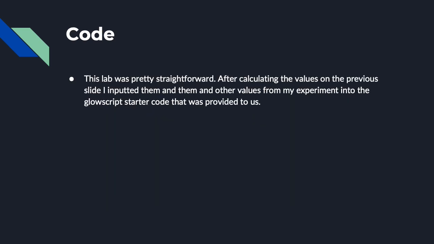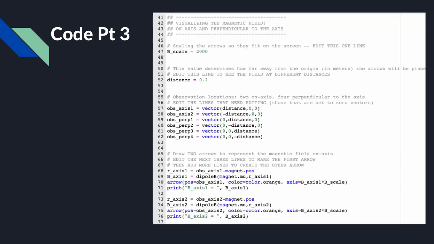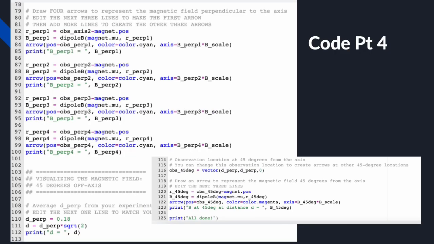Code. This lab was pretty straightforward. After calculating the values on the previous slide, I inputted them and other values from my experiment into the GlowScript starter code that was provided to us. This is a screenshot of my code. This is another screenshot of my code. And this is the final part of my code.